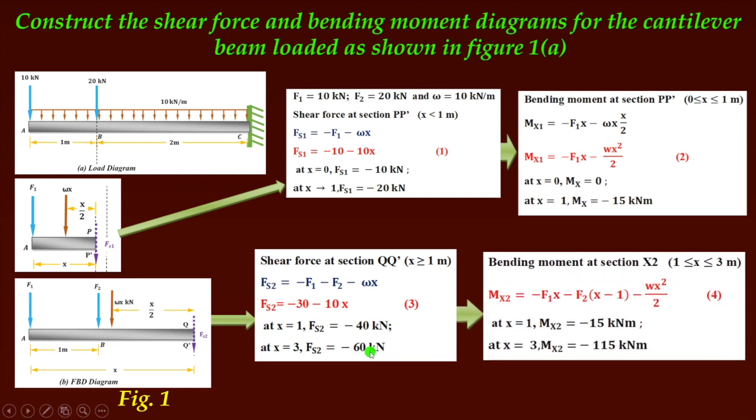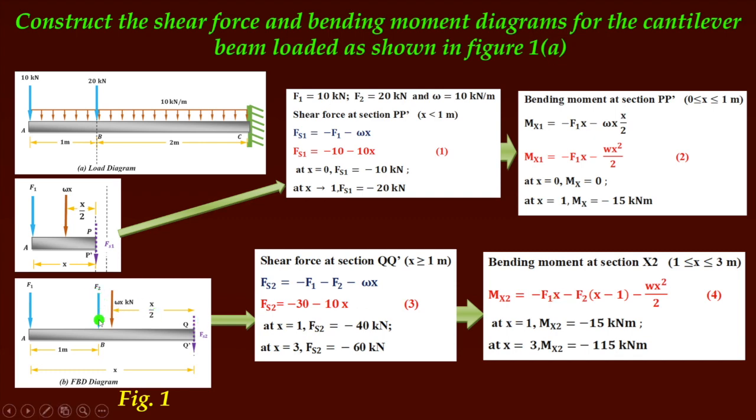Now what is the moment equation, or bending moment equation, for this segment QQ dash? It is not x2, rather it is QQ dash. Again, this equation holds good for x equals 1 to x equals 3, means between B and C. Now it is similar to this equation 2. Only difference is that a force F2 is there.